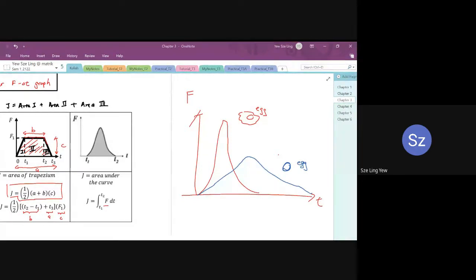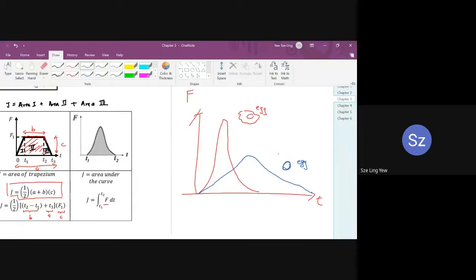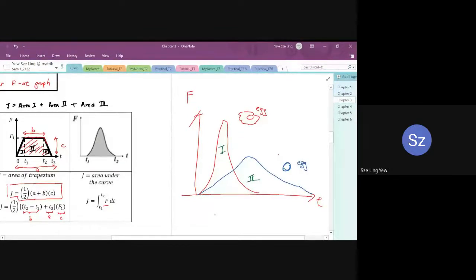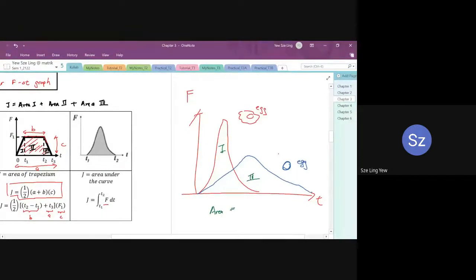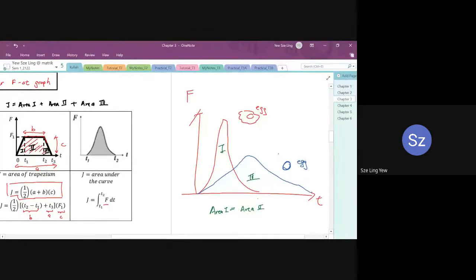So same impulse doesn't mean the same amount of force or the same amount of time. It just means the same product of force and time, so it could give you different results. So area 1 equals area 2, but it doesn't mean they will give you the same effect. It depends on what happens to the force and also the time.